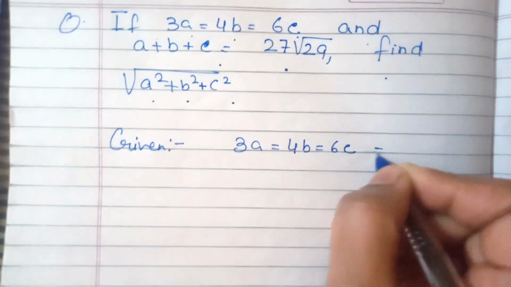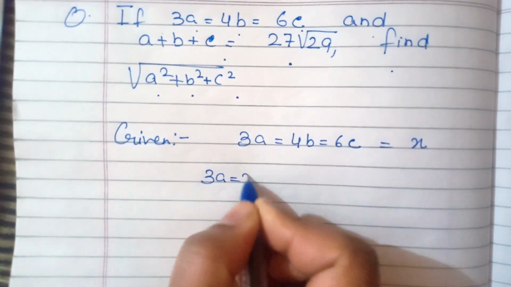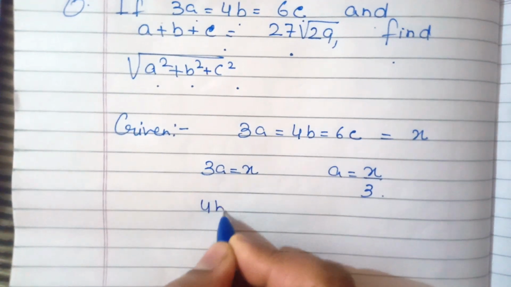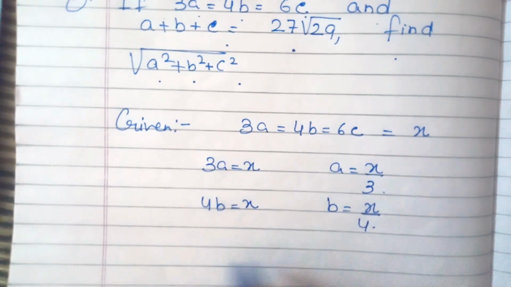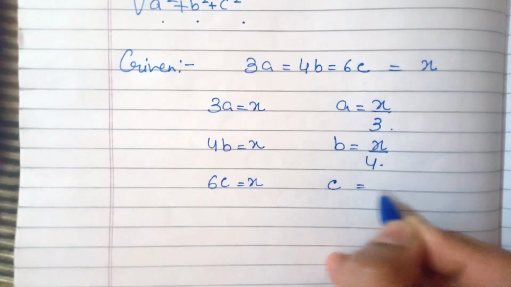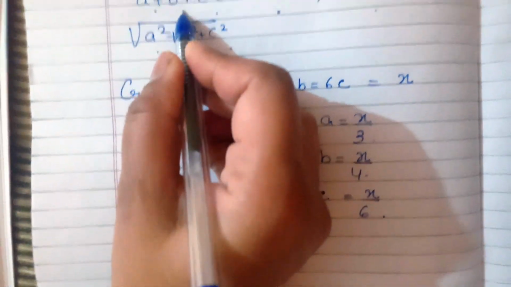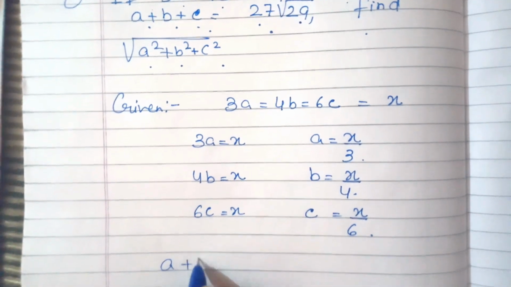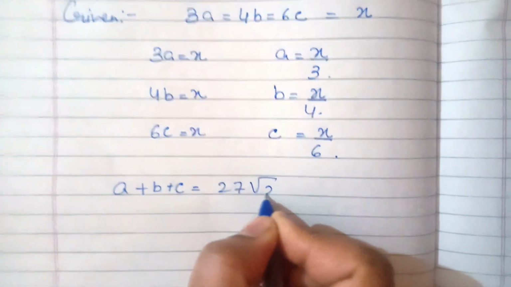Let's consider that equal to x. So now 3a is equal to x, or a can be written as x upon 3. Similarly 4b is equal to x, so b will be written as x upon 4, and 6c is equal to x, so c can be written as x upon 6. Now we have also been given a plus b plus c is equal to 27 under root 29. So a plus b plus c is equal to 27 root 29.